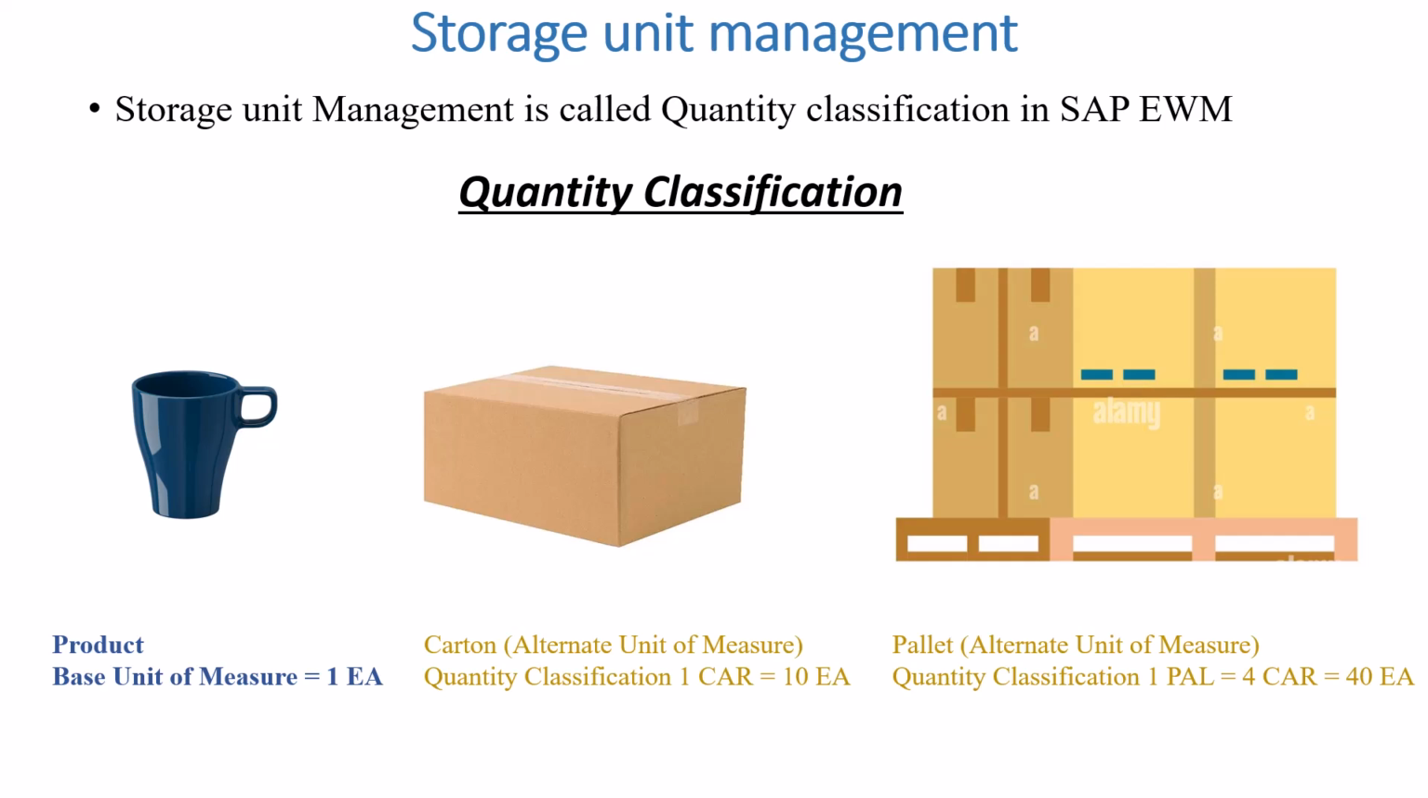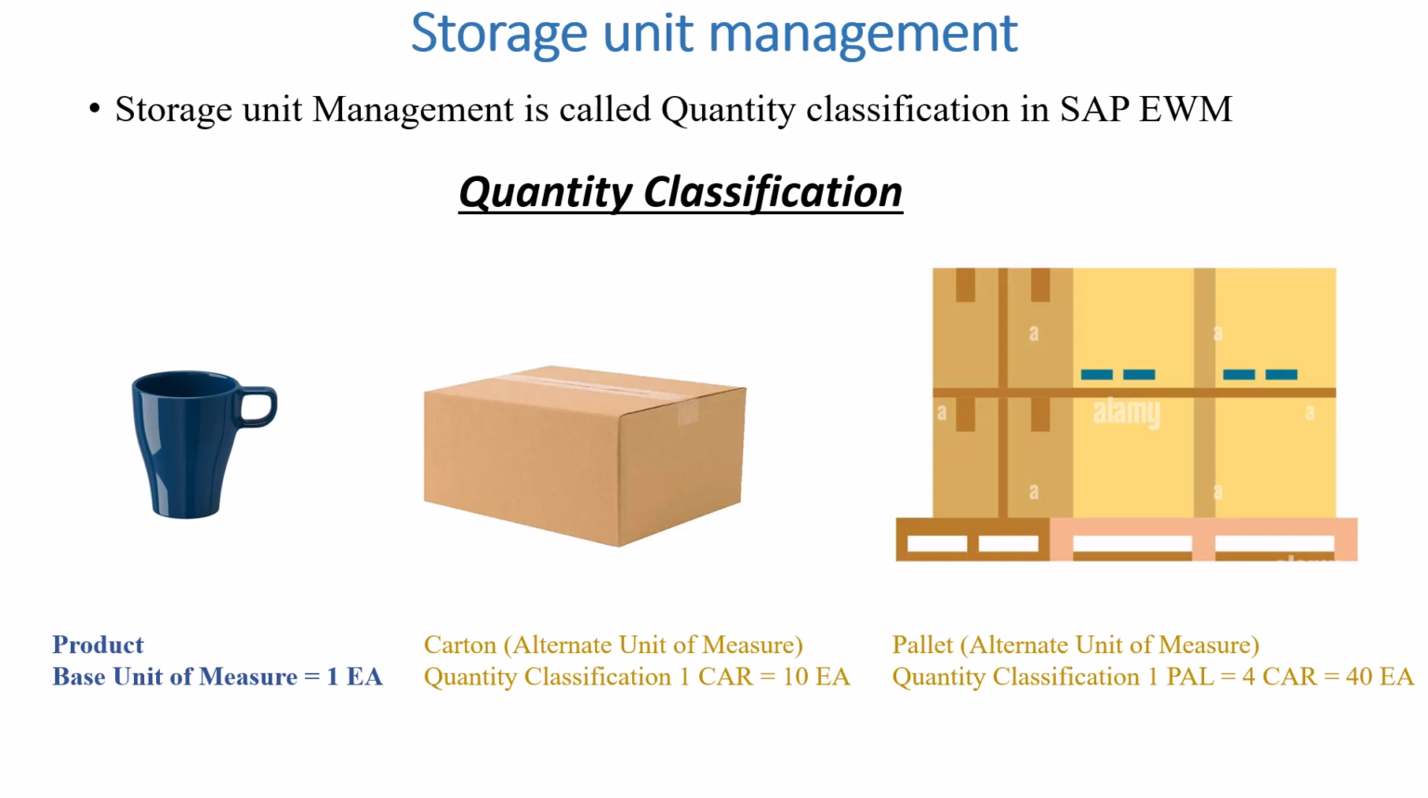So one pallet is 4 cartons, which is equal to 40 eaches of products. It's another way of representing the quantity of these products. So this is all about quantity classification. As of now, don't think of packaging material. We will think of packaging material later. But when I say quantity classification, please think of alternate unit of measure. This is what is possible in our SAP EWM.